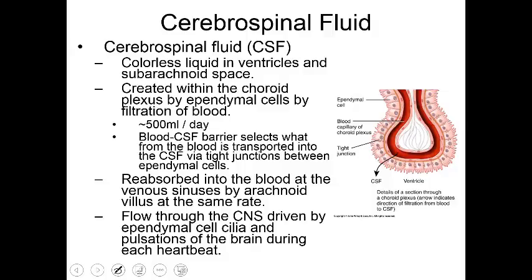So we create 500 milliliters of cerebrospinal fluid a day, and we have to also absorb about that much every day. So being unable to reabsorb or drain cerebrospinal fluid is a condition called hydrocephaly. So we have to get rid of enough and make enough. So if there's a lack of balance between the two, there's a problem.